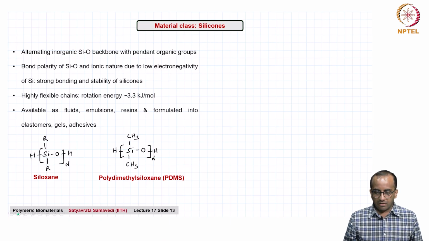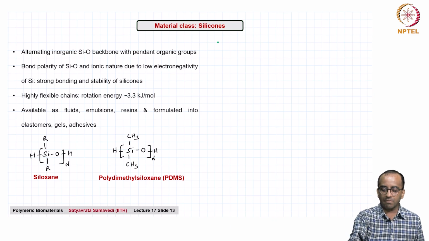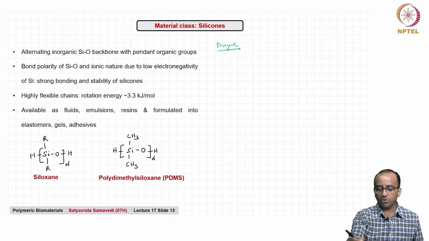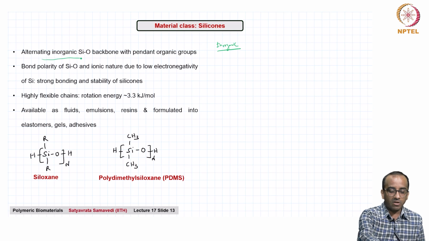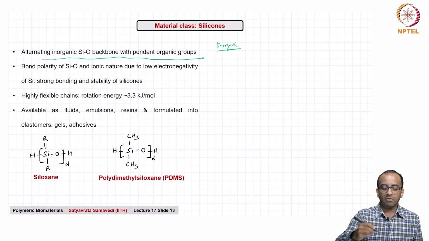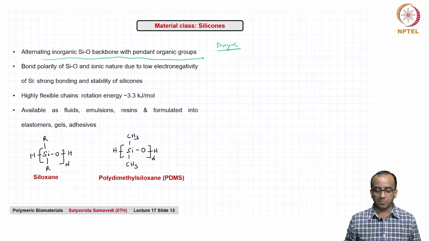Silicones are very different from all the other polymers we have seen because they don't have an organic backbone, they are inorganic. They don't have a hydrocarbon backbone, rather they have a silicon-oxygen backbone. So they have an alternating inorganic silicon-oxygen backbone with pendant organic groups. And depending on what the organic groups are, the properties of silicones can vary widely.